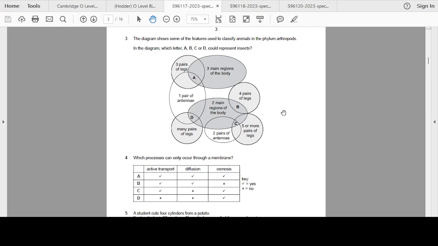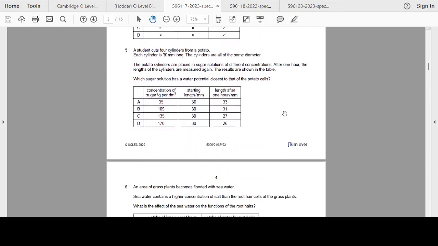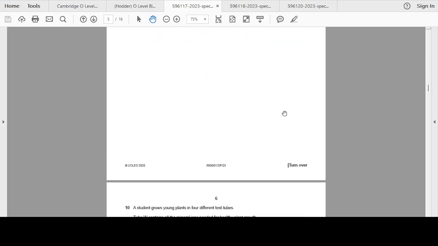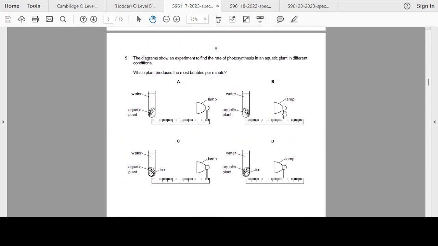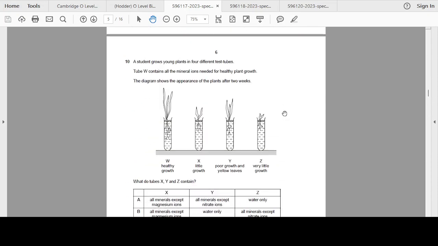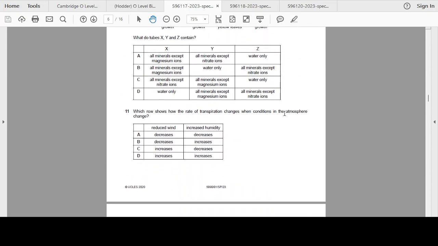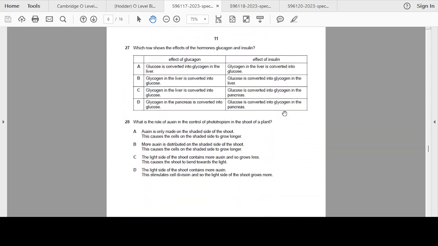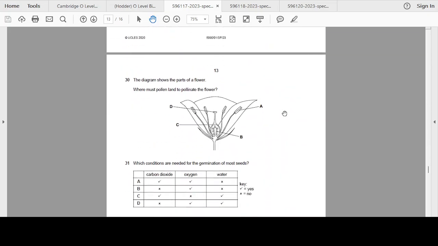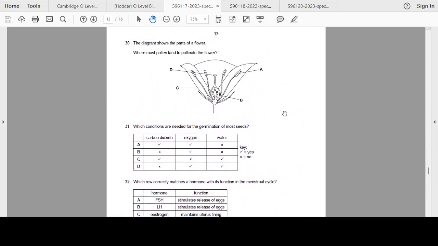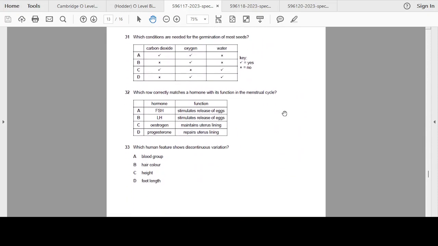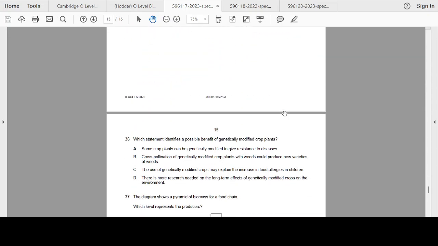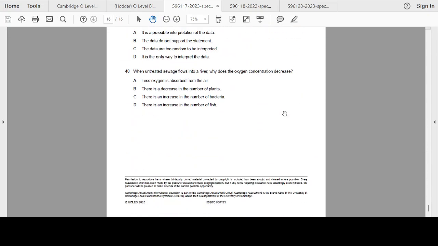So this is a question from classification, and then, well, you get the idea. Some questions are simpler than others. Over here, this is an experimental setup, and they're going to ask you which one does what, or which one is the correct setup, perhaps. So that's paper one, identifying parts or processes or hormones or whatever it is.